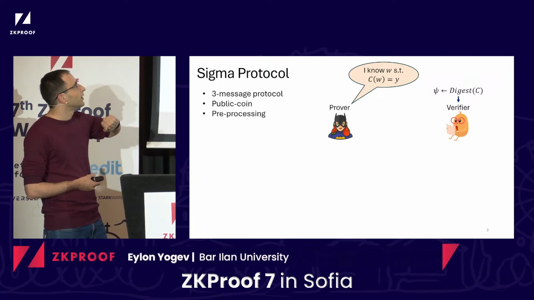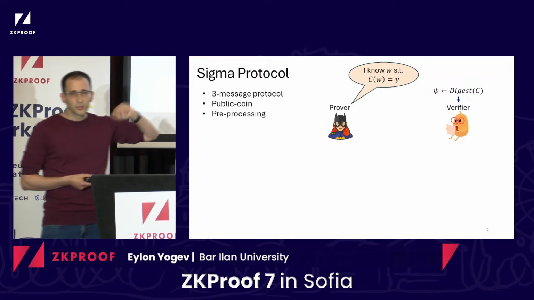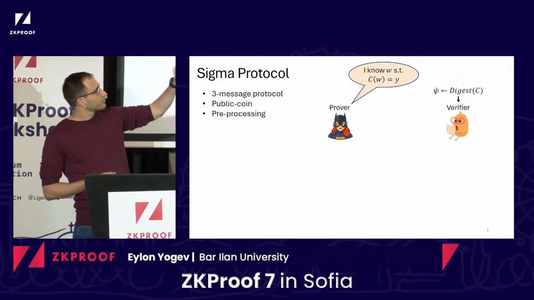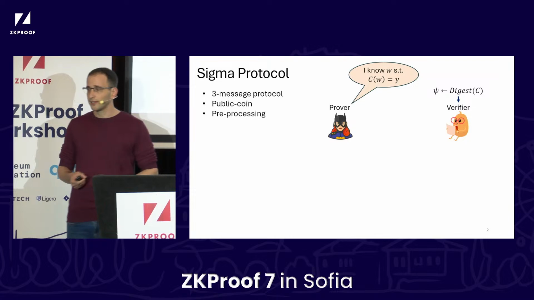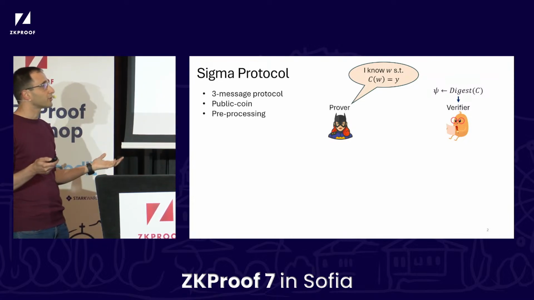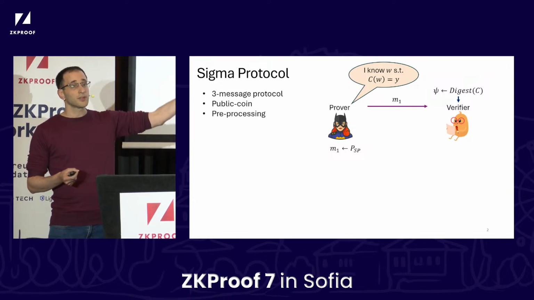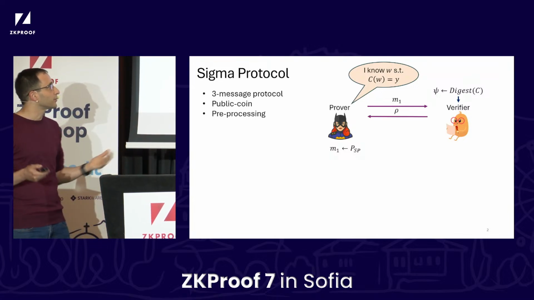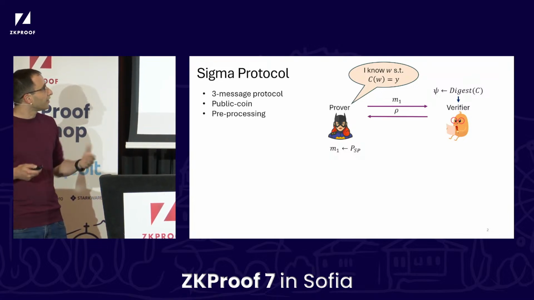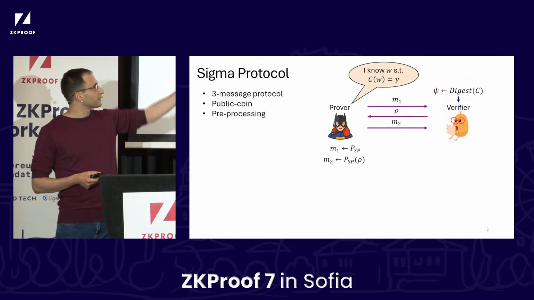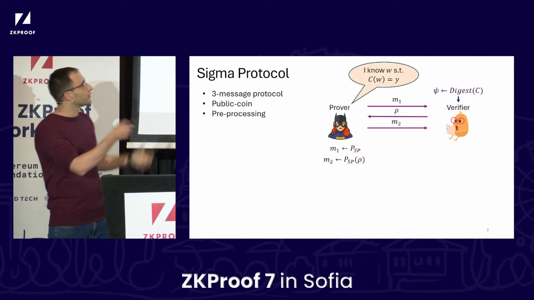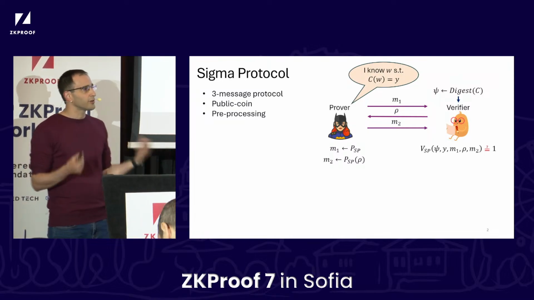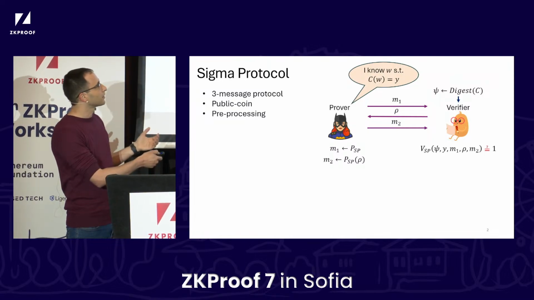So I have a prover, and the prover says, I know a witness W such that this circuit, C of W equals Y. And the verifier is going to get psi, this digest of the circuit, and we're going to have a 3-message protocol. The prover is going to send some message M1, the first message of the protocol. The verifier is going to respond with some public randomness, here I'm going to call it rho. And then once the prover has rho, she can send the second message, M2, which is some function of rho.